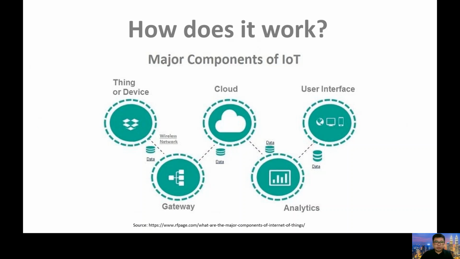So how does IoT work? This slide shows the major components of IoT. From the left, you can see that there are things or devices as a base. These things or devices connect to the gateway, either through hard wire or wireless network. The data will transfer to the gateway. From the gateway, it will transfer to the cloud. The data is also transferred to a system where the analytics happens. And then the result will be shown to the consumer or client via the interface.